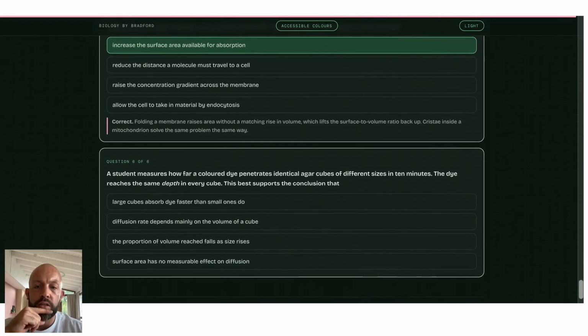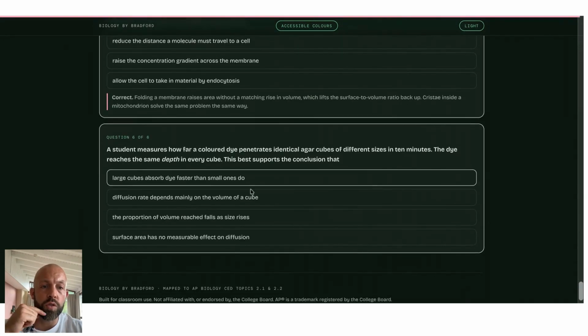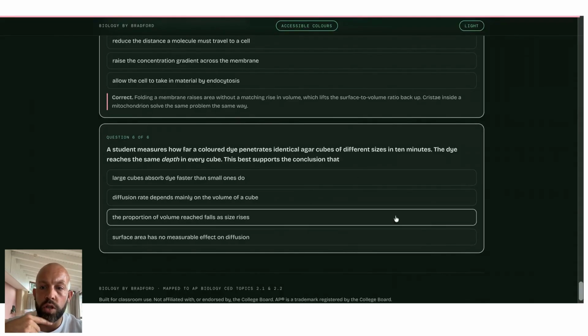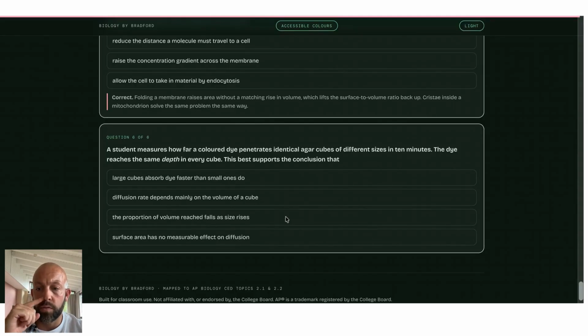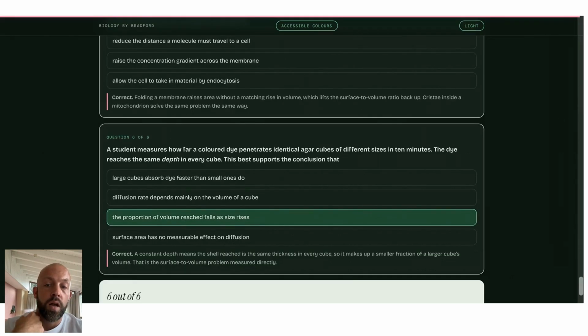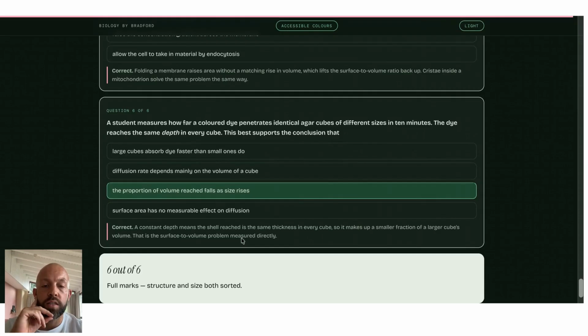A student measures how far a colored dye penetrates identical agar cubes. Maybe you'll do this with your teacher, and the dye reaches the same depth in every cube. What does this best support the conclusion? Give you a second to think: the proportion of volume reached falls as size rises. Boom. A constant depth means the shell reached is the same thickness in every cube, so it makes a smaller fraction of the larger cube. This is a classic lab that maybe you'll be doing with your teachers.